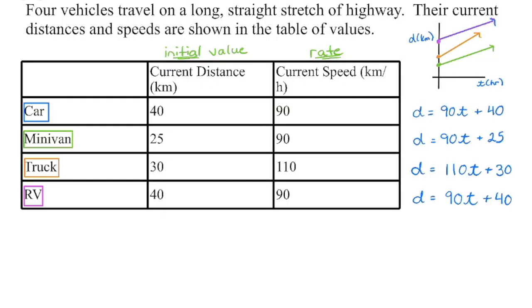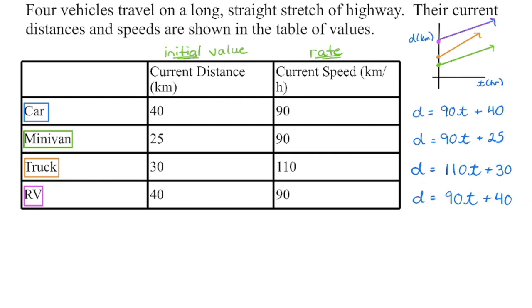Let's take a look at how we can apply that information. We have 4 vehicles traveling down a long, straight stretch of highway, kind of like the Trans-Canada Highway in the prairies. At this point in time, we know that the car is 40 kilometers from the starting point, the minivan is 25 kilometers away, and so on. This is my initial value, so on my graph, this is going to be my y-intercept. The rate is going to be the slope.